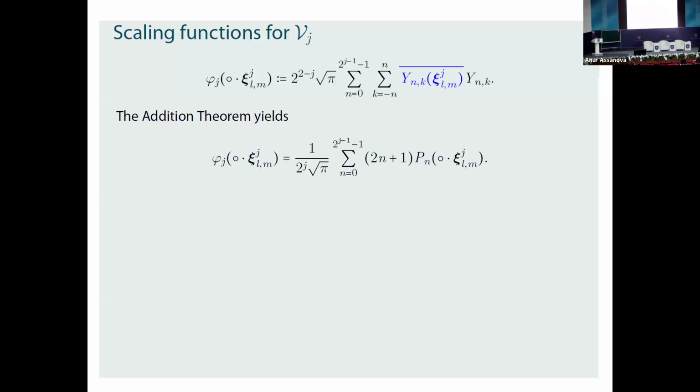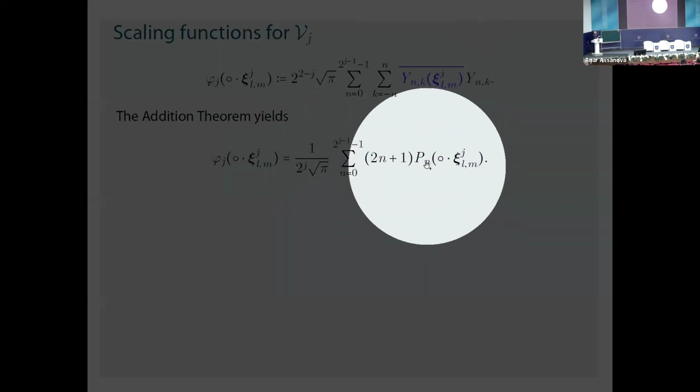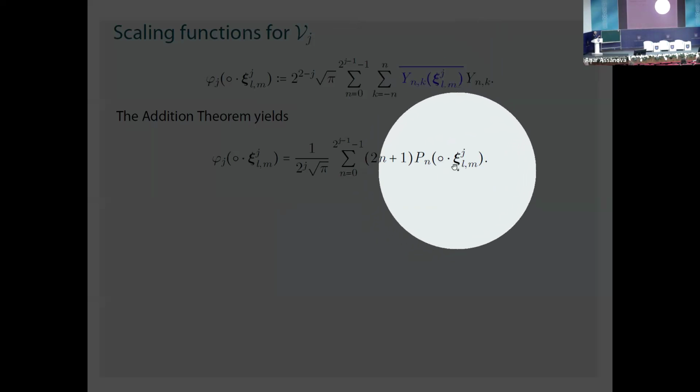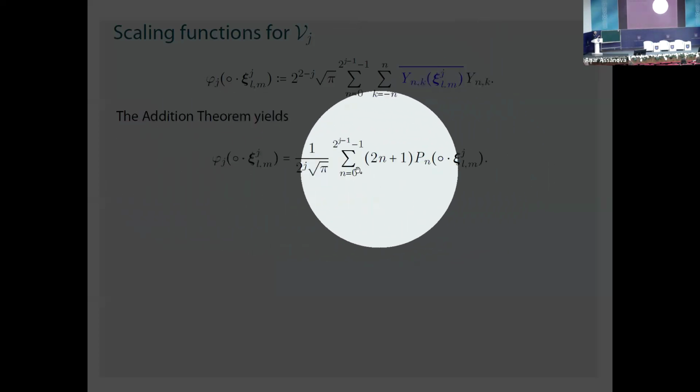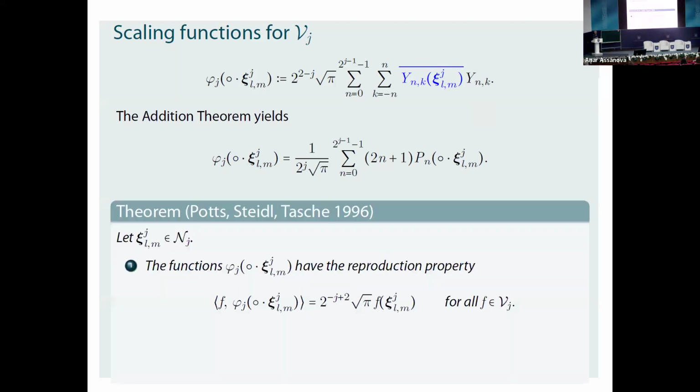And because of the addition formula, we can simplify it. In principle, the inner sum here is nothing else than the Legendre polynomial at this point x times the discrete point psi lm. This is a definition here. With these functions, we can work nicely. And we immediately have some properties of these functions. This goes back to the work of Daniel Potts, Gabi Steidl, and Manfred Tasche from 1996.